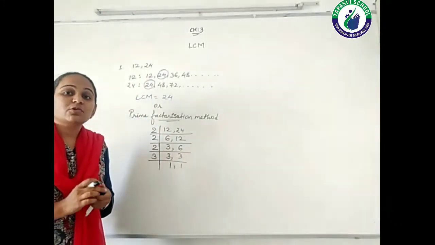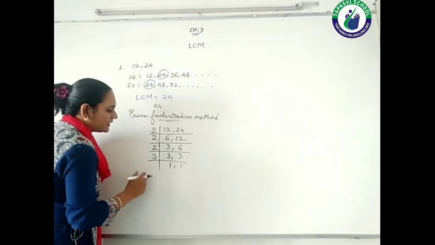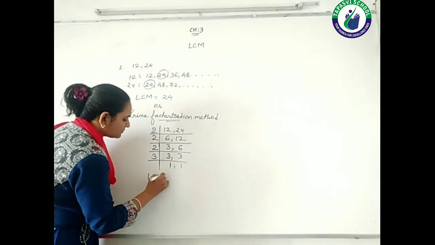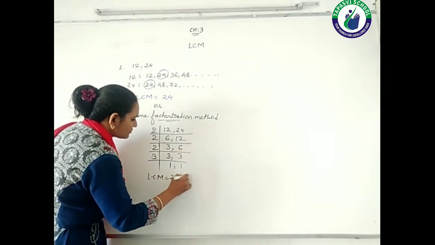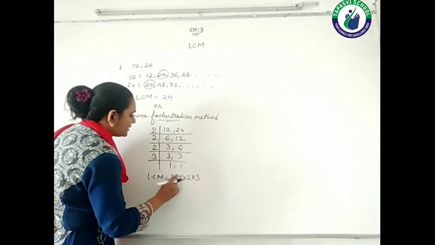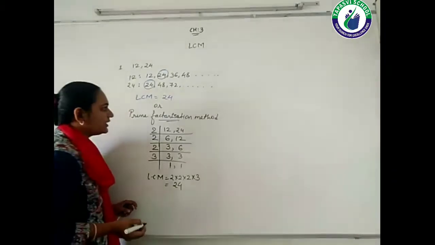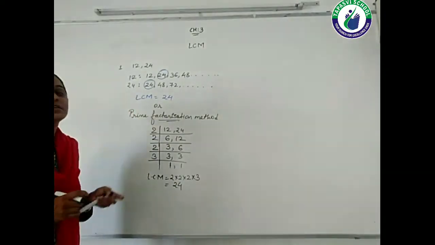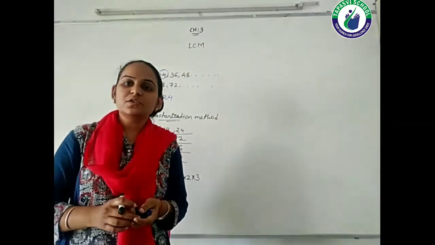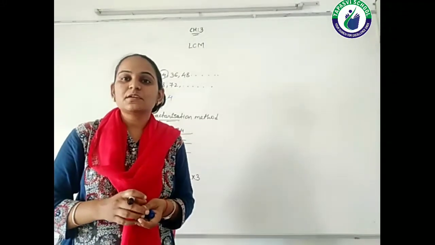Now what you are supposed to do is multiply all the numbers you have written. 2 into 2 into 2 into 3. 2 2s are 4, 4 2s are 8 and 8 3s are 24. In both the ways students you got the same answer. The answer will remain the same but the method is a little bit changed.